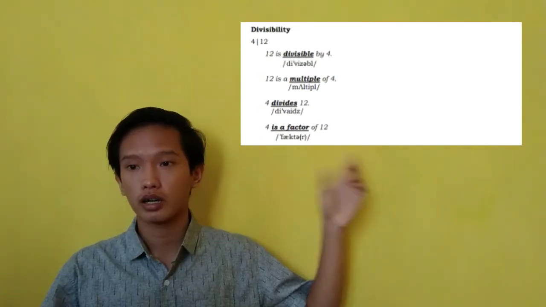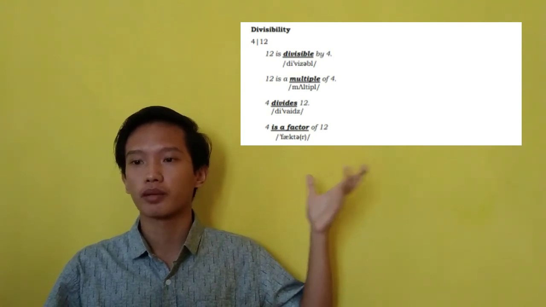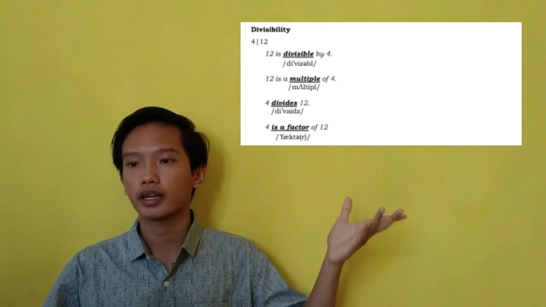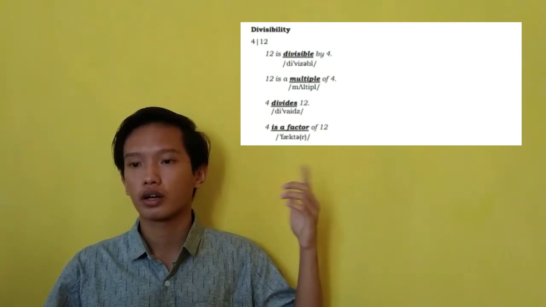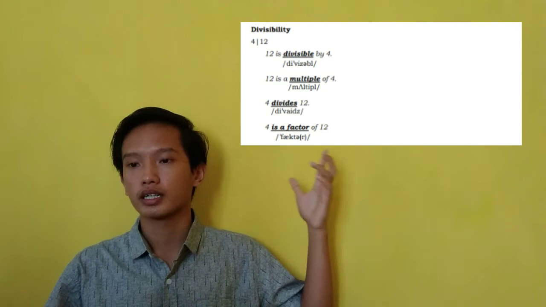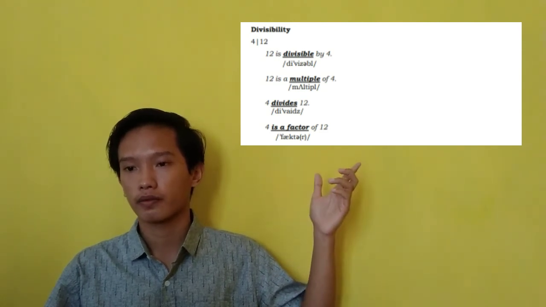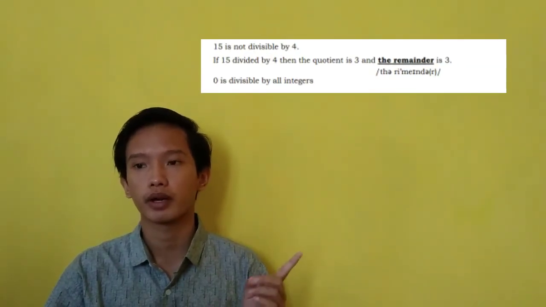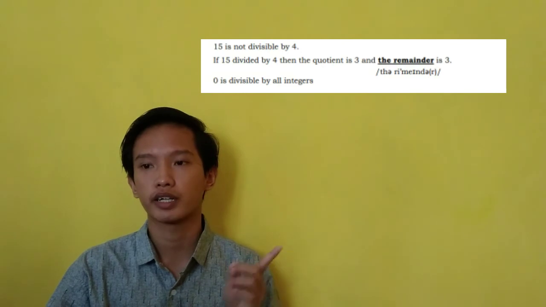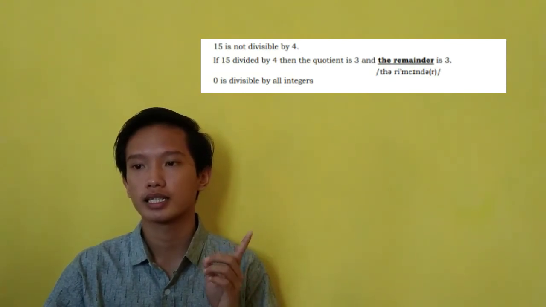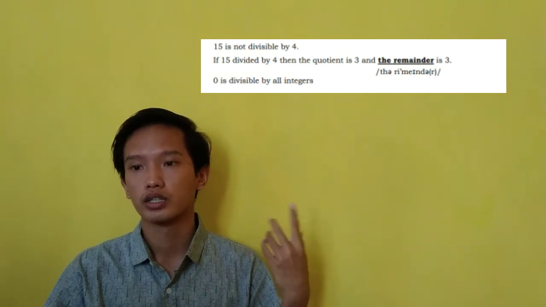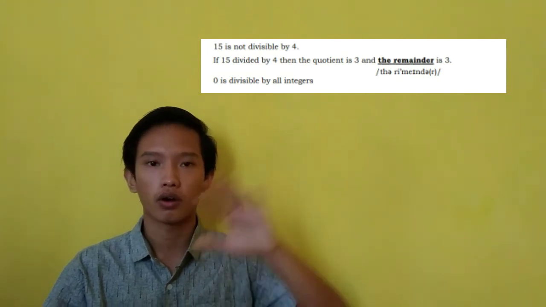For example, 12 is divisible by 4, or 12 is a multiple of 4, or 4 divides 12, or 4 is a factor of 12. 15 is not divisible by 4. If 15 is divided by 4, then the quotient is 3 and the remainder is 3. 0 is divisible by all integers.